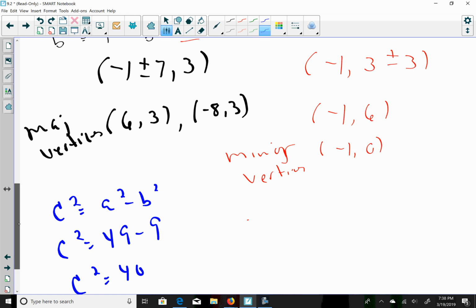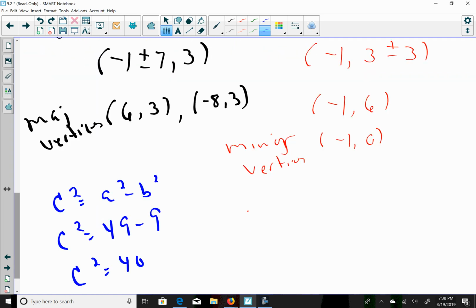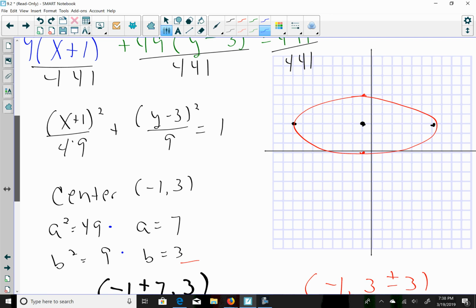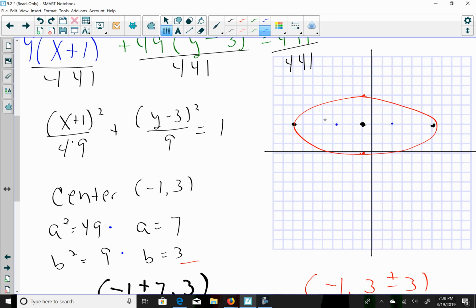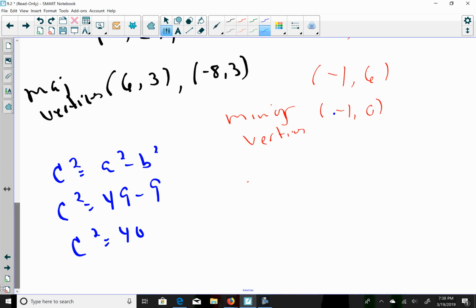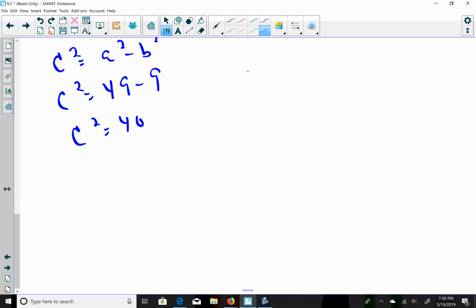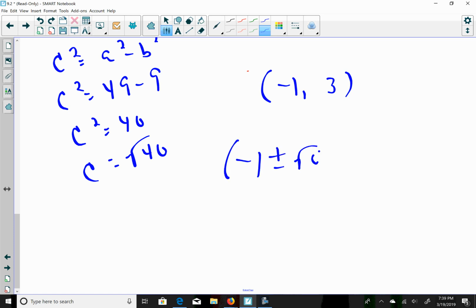So again, my foci have to fall on this line of symmetry on the major axis. So they have to be somewhere on this line. So it's the x-coordinate that's changing. Well, I forgot to tell you that c is equal to square root of 40. So I'm taking my center, which is negative 1, 3, and I'm going to add and subtract the square root of 40 to the x-coordinate. So I'm going to have negative 1 plus or minus the square root of 40, and then my y-coordinate will be 3.